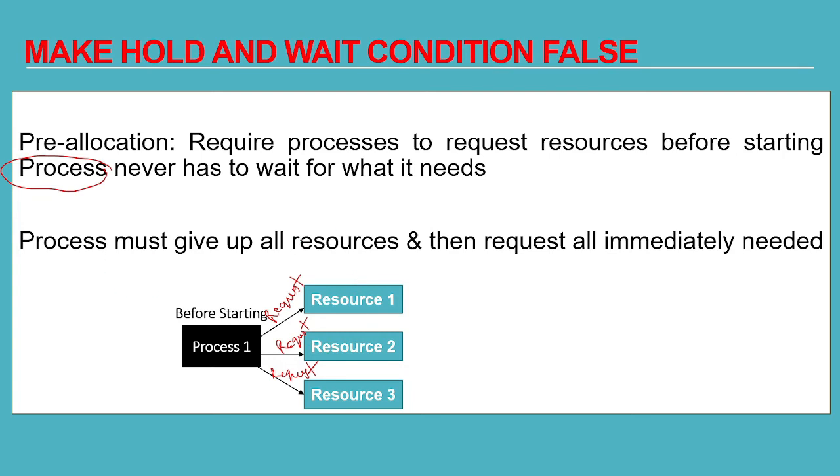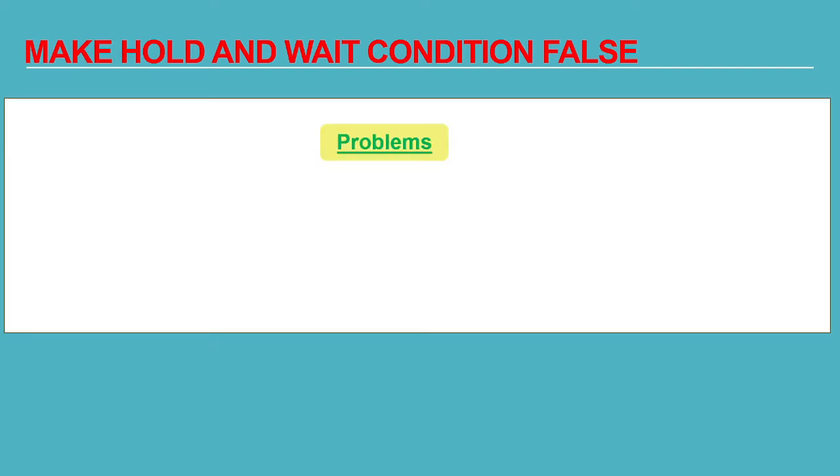So the process must give up all the resources and then request all that are immediately needed. After its work is done, the process has to release all these resources so that they can be used by some other process. Together only it has to release, and together only it has to acquire or request before starting its execution. So now what is the problem with this technique?